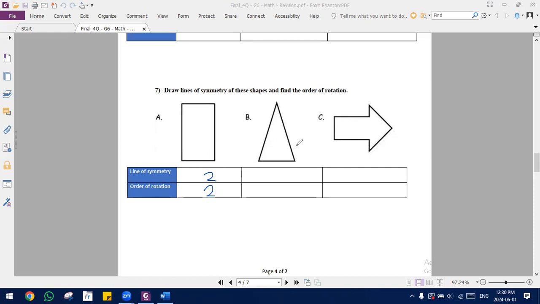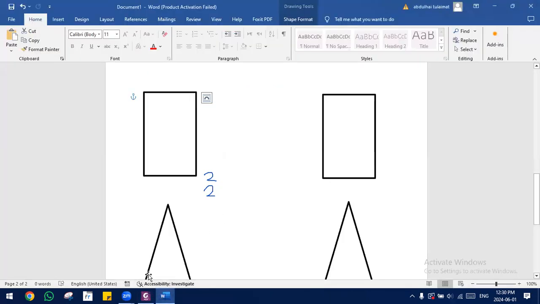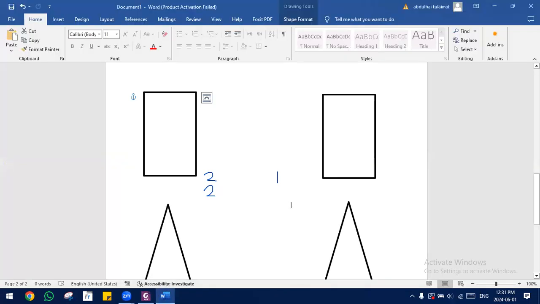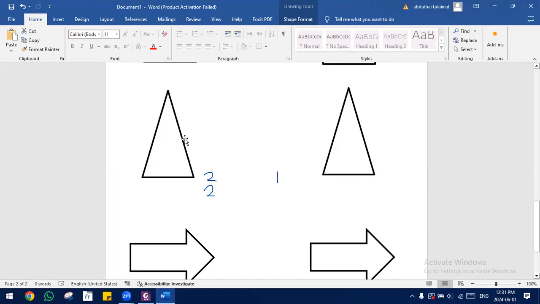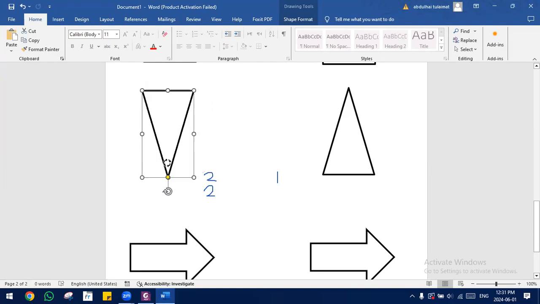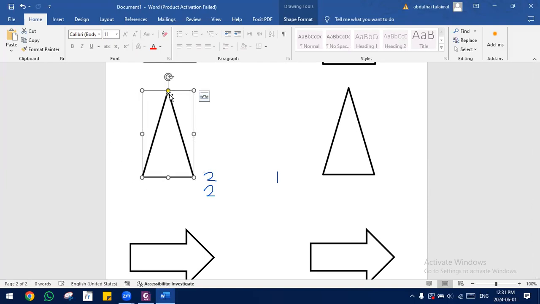Now, isosceles triangle. 2 sides are equal. Let's check. Now, first, let me do the lines of symmetry. We can only cut it like this. Now we need to rotate the triangle. Here's the original one. Let me do a rotation. No, no, no. When it goes back to itself, it's 1.